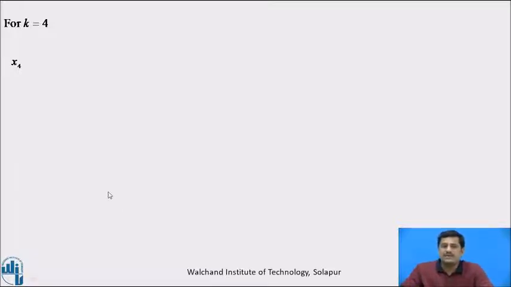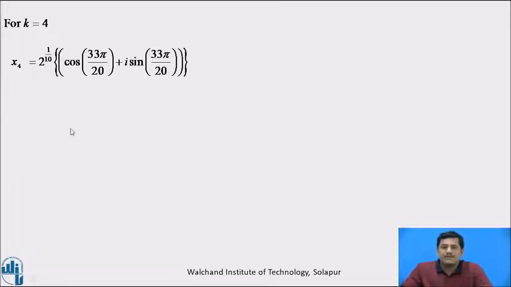We will denote it as x4, and that is equal to, if we put k equal to 4 in the formula 8k plus 1, it will result in 33. That's why we write here 2 raised to 1 by 10 into the bracket cos of 33 pi by 20 plus i sin of 33 pi by 20. Okay, these are the required 5 complex roots of the given equation.